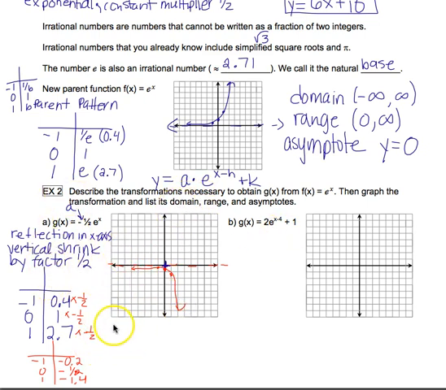It says list domain, range, and asymptotes. So my domain is always -infinity to infinity. My range in this case is -infinity to 0 because it's all below the axis. And my asymptote is the same as the parent. It's at y equals 0.